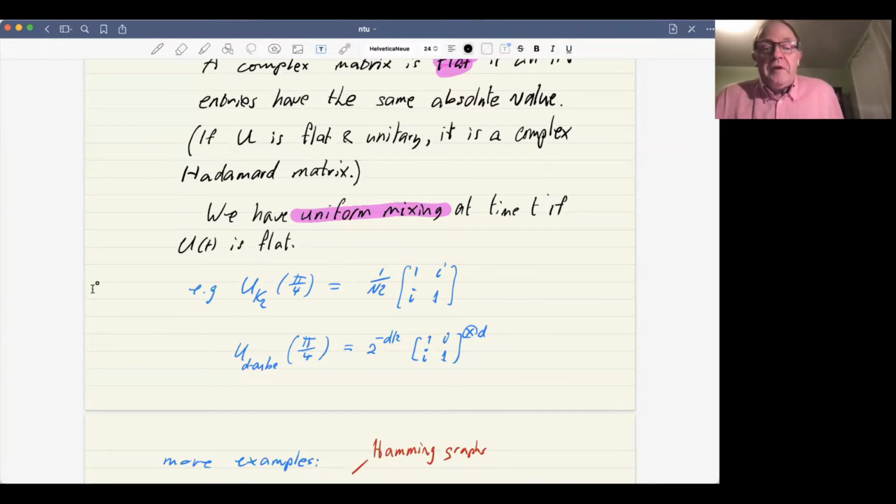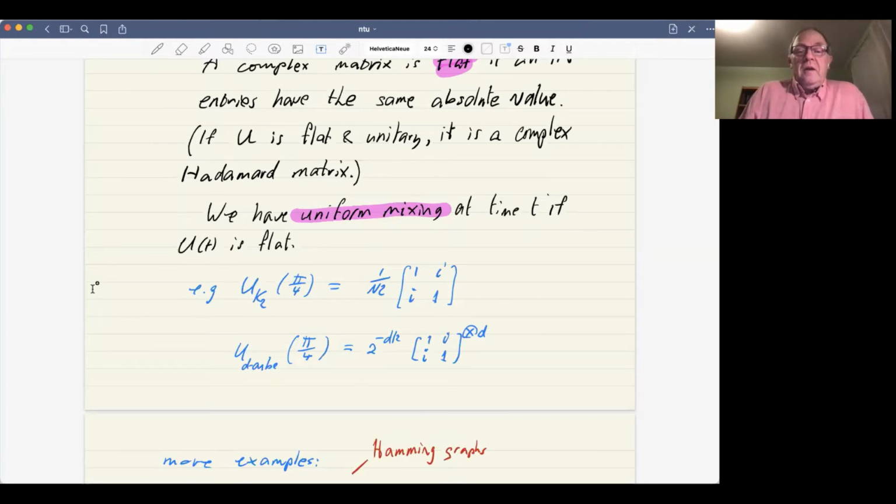A somewhat more exciting example is to look at the d-cube. The d-cube is the Cartesian product of copies of K2, and it turns out that the transition matrix will then be the Kronecker power of the transition matrix of the factor. So for the d-cube at time pi on 4, the transition matrix is a Kronecker power of the matrix you get from U of K2 at time pi on 4. And you see straight away that is flat. So we have uniform mixing on the d-cube. You can also use this argument to show that you get perfect state transfer between the antipodal vertices on the d-cube.